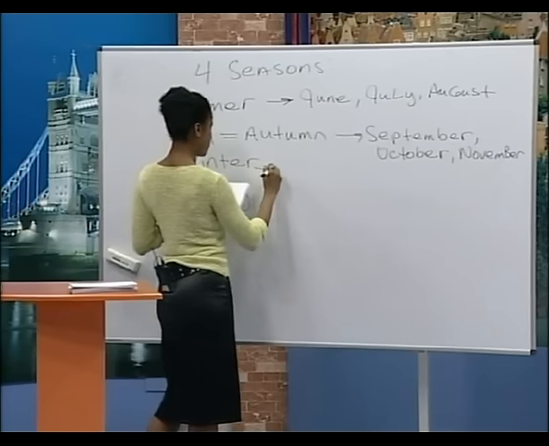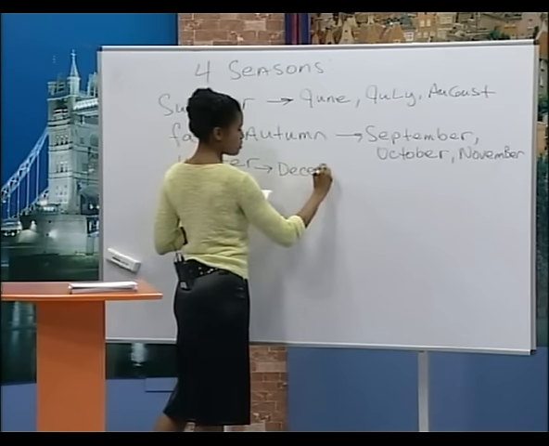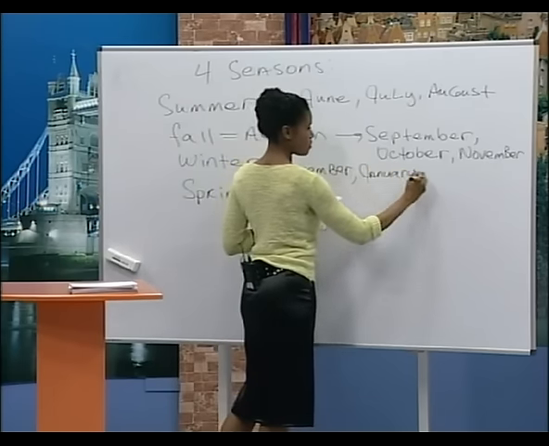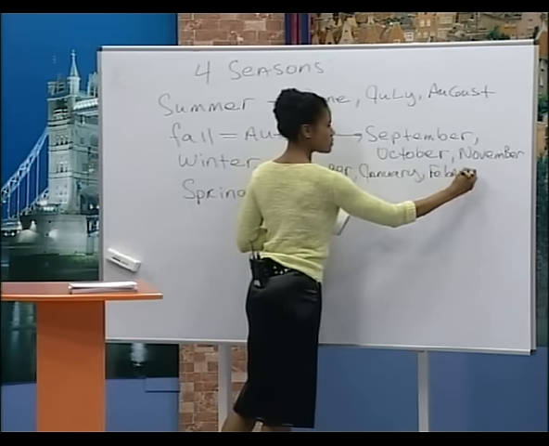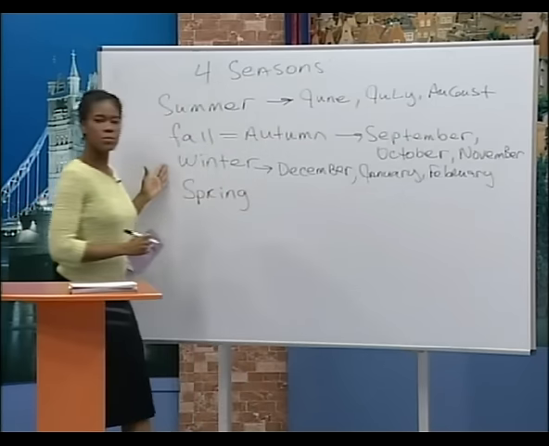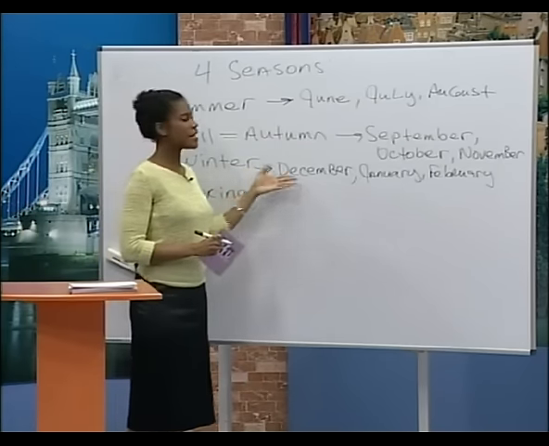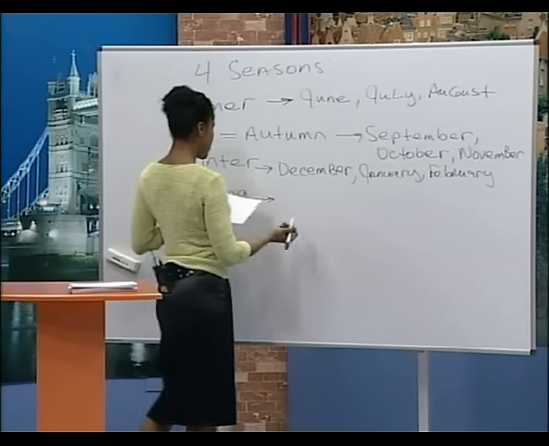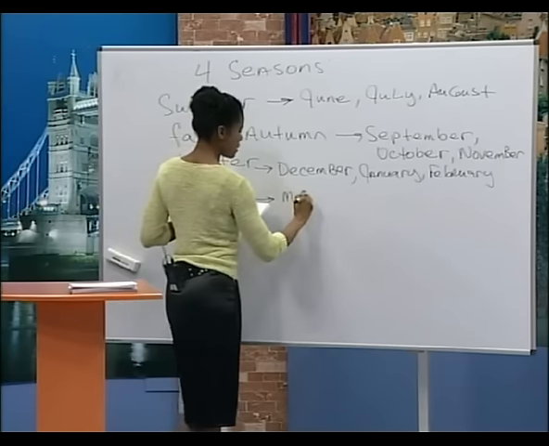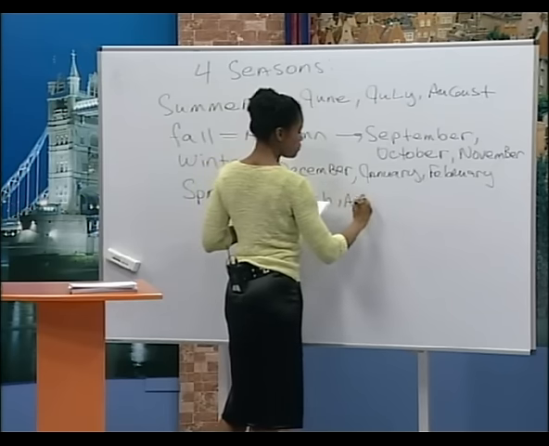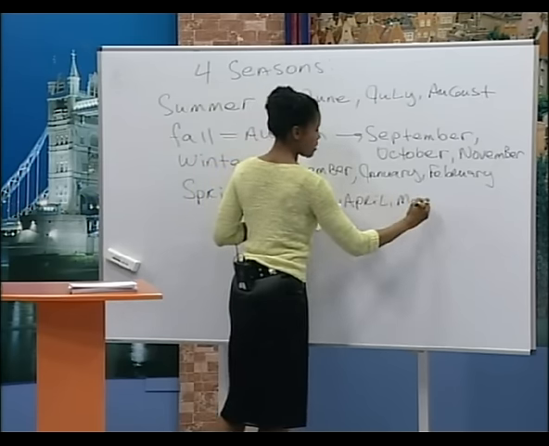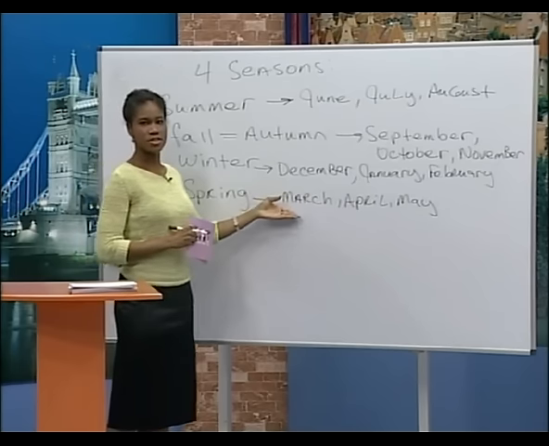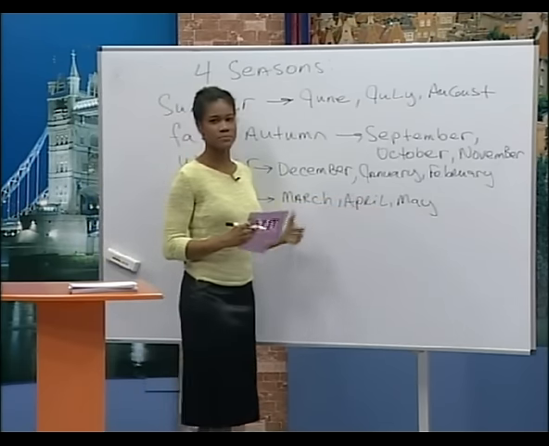Okay, the winter months are December, January, and February. The winter months are December, January and February. So that leaves a lovely springtime. Spring months are March, April, and May. Beautiful flowers. The spring months are March, April, and May.